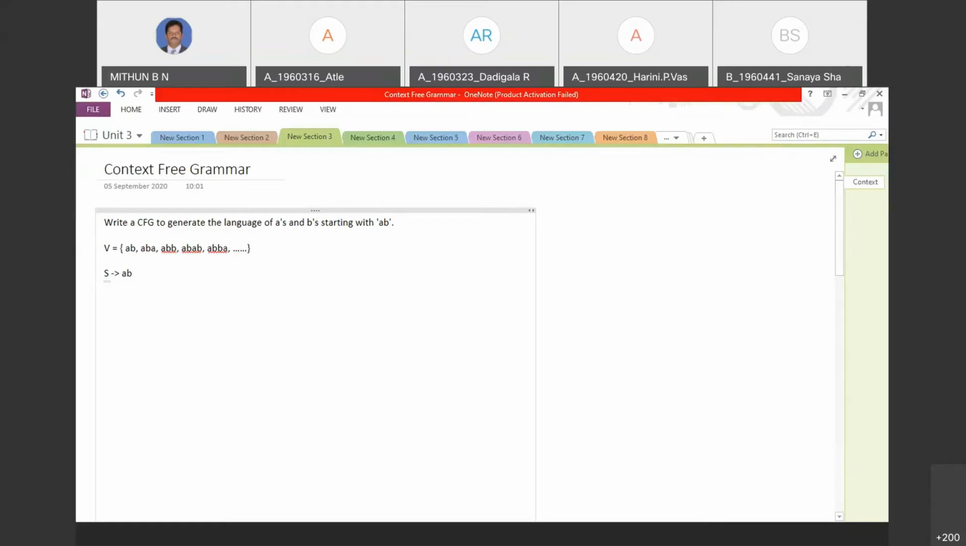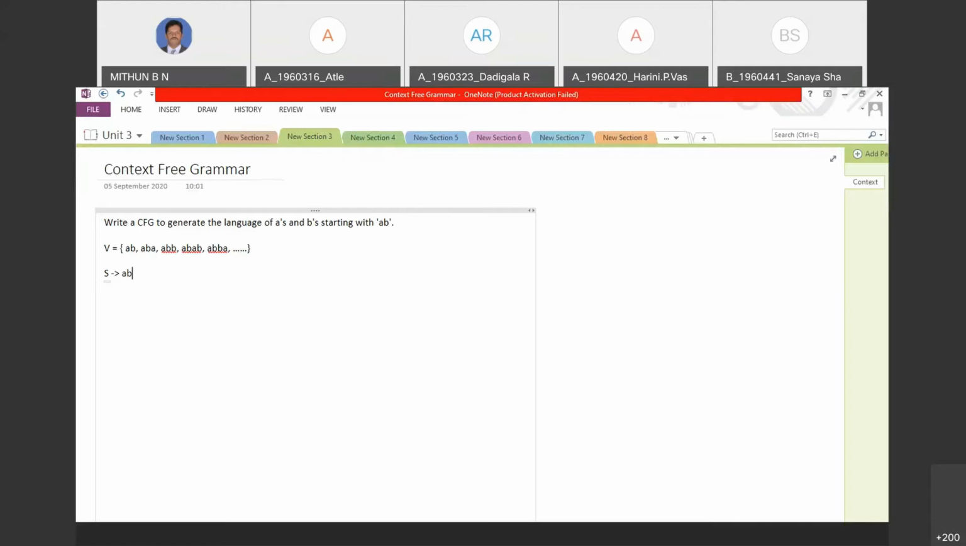What should be there after AB? It might be A, it might be B, it might be A and B in any combination, it might be A and B in any number or in any count, isn't it? That means once you encounter AB, whatever following AB doesn't matter for us. It might be any number of A's and B's in any fashion. Is this clear now? S can be replaced by AB. This will generate AB. One string it is generating. But now we need to move forward to understand what should be there after this.